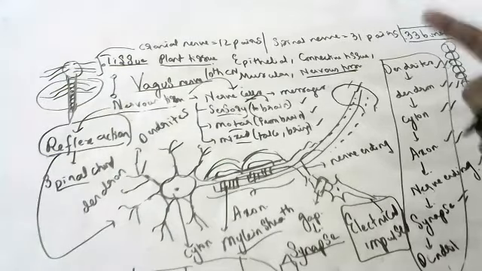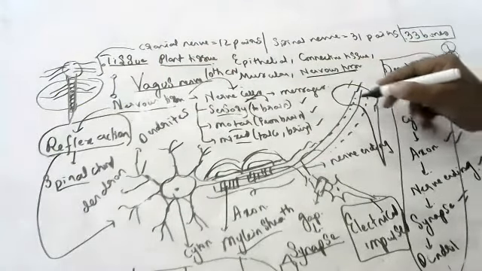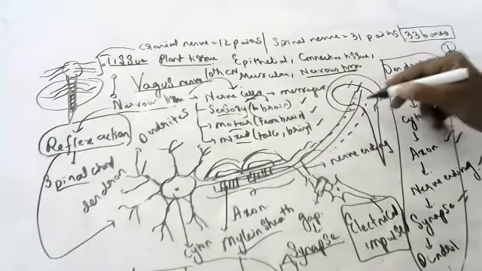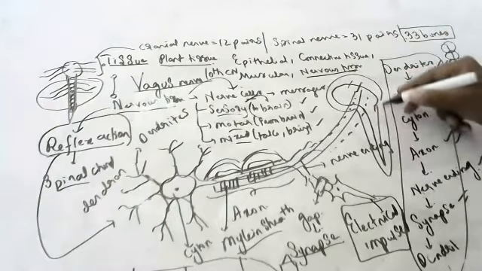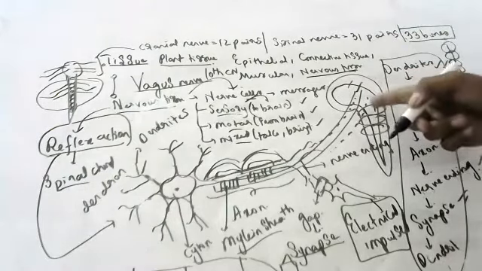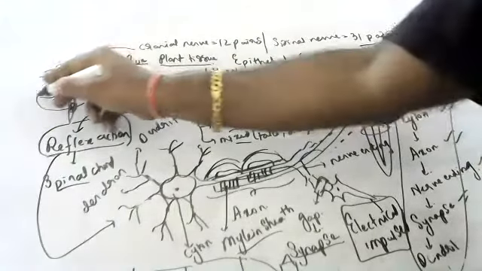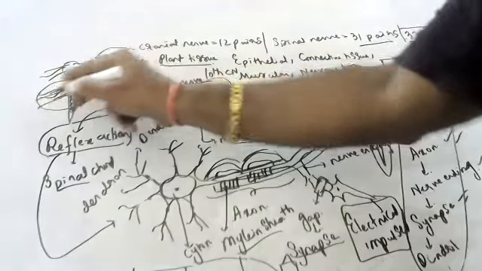In the middle of these bones, the spinal cord is present. What is the spinal cord? It is a continuation of the brain. Brain continues as spinal cord. Brain is protected by the cranium and spinal cord is protected by the backbone. The backbone is made up of 33 bones and the spinal cord has 31 pairs of spinal nerves. Pairs means one here, one here, one here, one here.